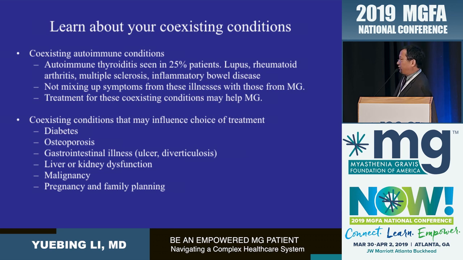the other is coexisting conditions that may influence the choice of medications. Diabetes, of course, osteoporosis, of course, GI illnesses, liver, kidney dysfunction, whether you have a cancer or not, or whether you are trying to be pregnant or not. And this will help your physician pick a drug that's appropriate for you.